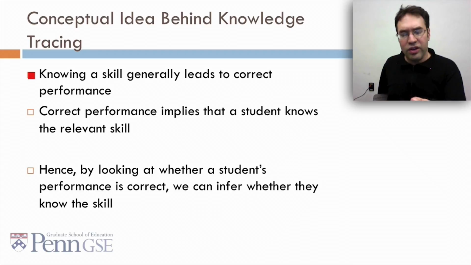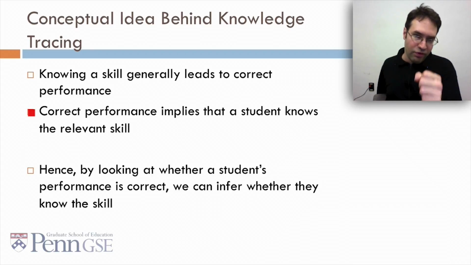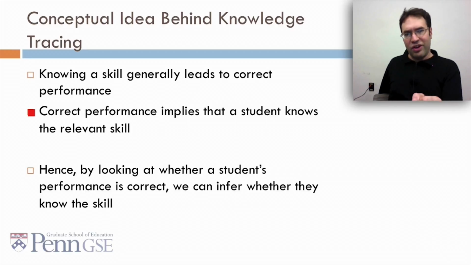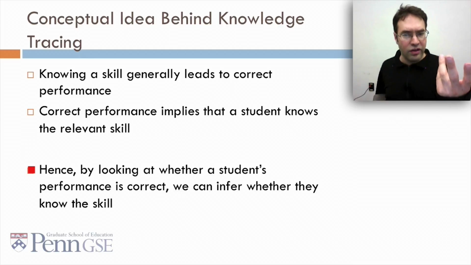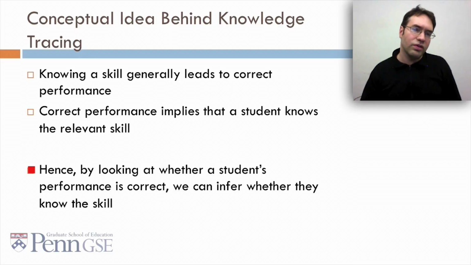That conceptual idea is knowing a skill generally leads to correct performance, and correct performance implies that a student knows the relevant skill. If you can't trust these things, you're kind of in trouble. So hence, the idea is, by looking at whether a student's performance is correct, we can infer whether they know the skill. And again, if you can't trust that, you're in trouble.